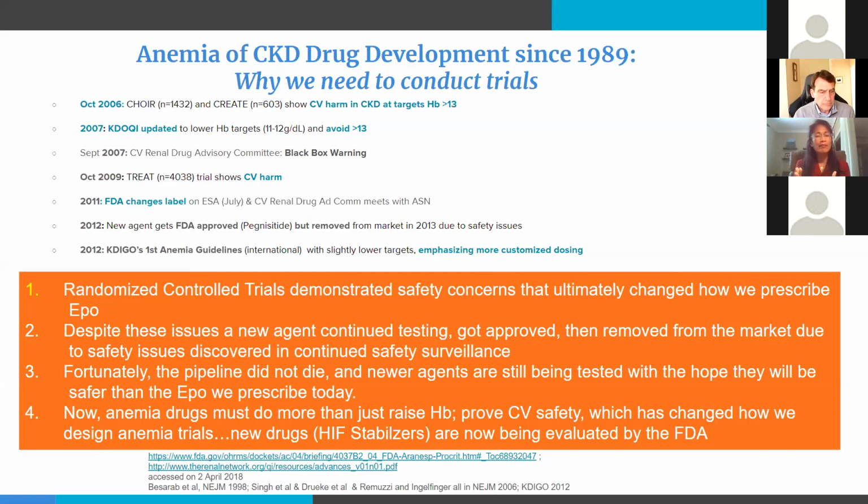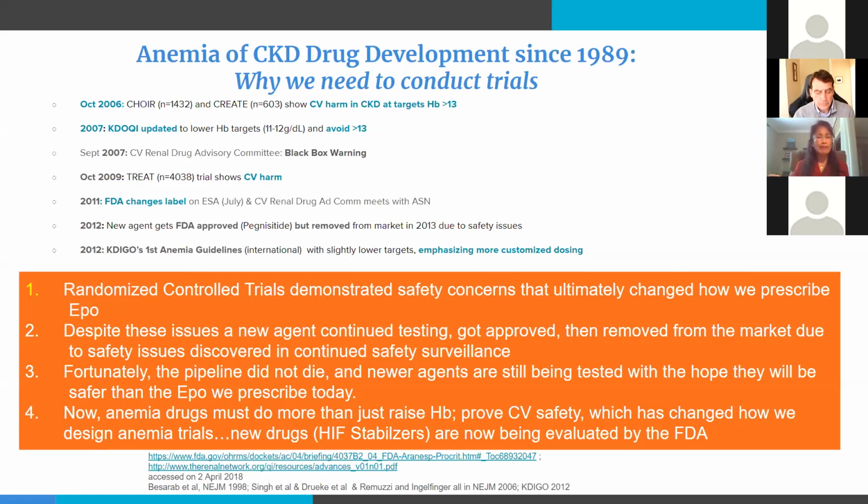But because of that information that came out in 2006, it forced a lot of our guidelines to be changed. It forced a black box warning given by the FDA to these drugs. Another study continued during that time and also showed harm. And all in all, it basically showed us that just because we're giving drugs for many years, that's the importance of following patients for safety.